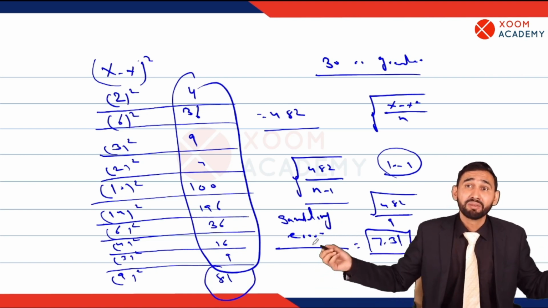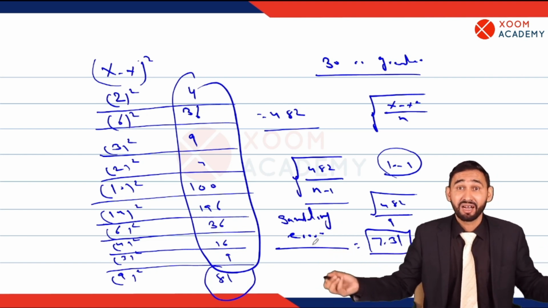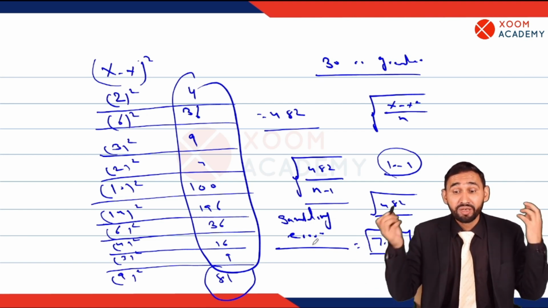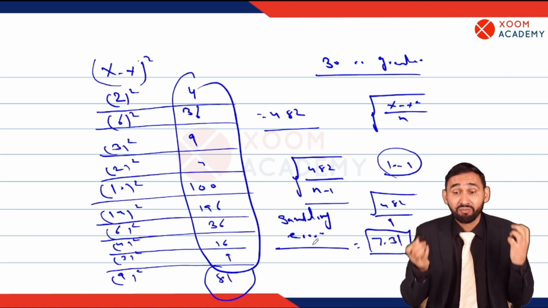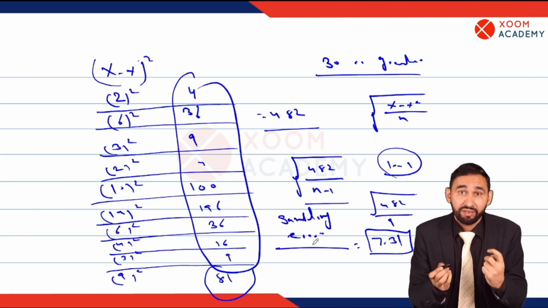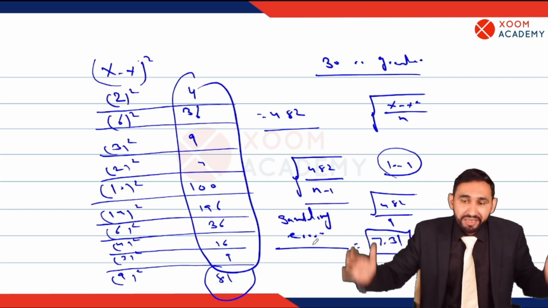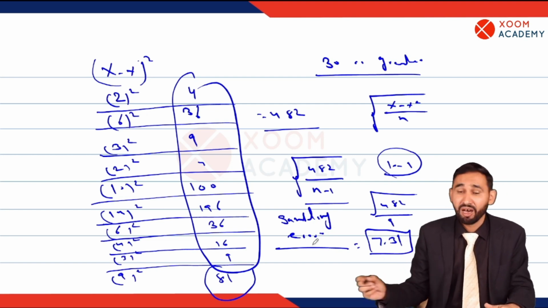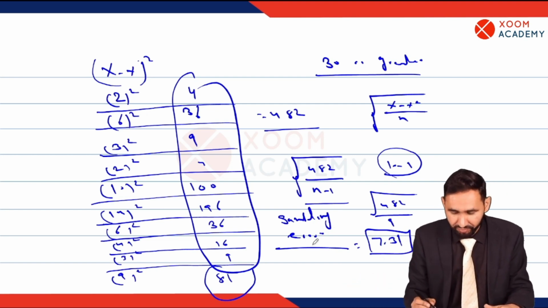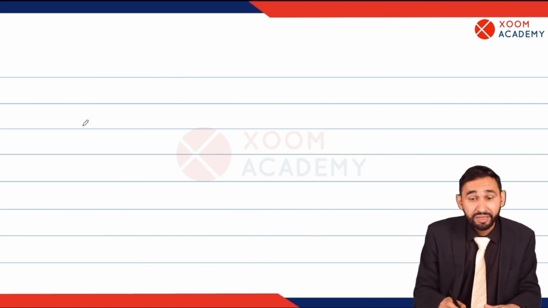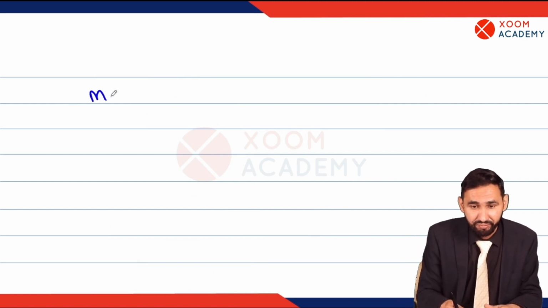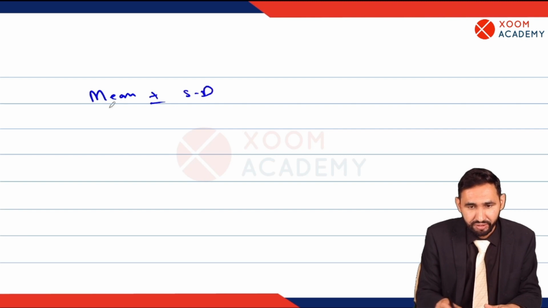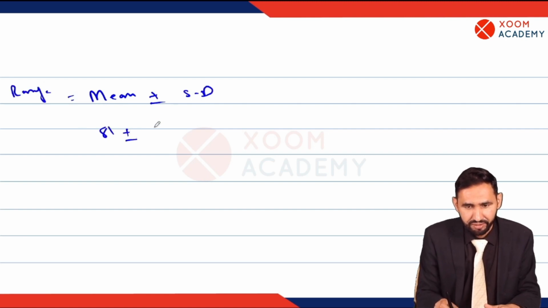And we have 10 total observations, so we need the formula n minus 1. If the total number of observations is 30 or greater, we can just divide this sum of squares of x minus x bar by the number of observations. So 7.31 is our answer. We can calculate the range as mean plus minus standard deviation. Range can be calculated this way. Mean is 81 plus minus standard deviation 7.31.